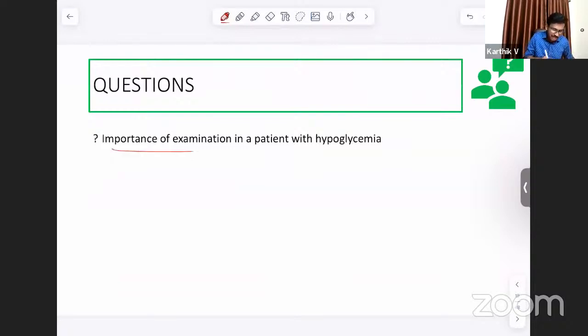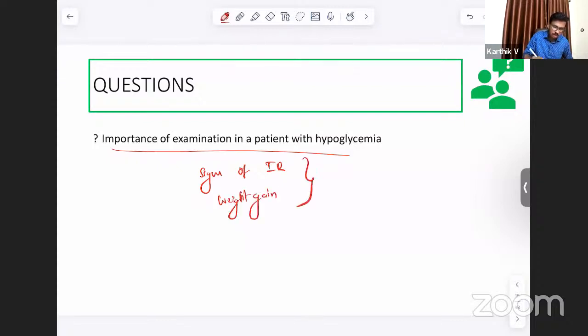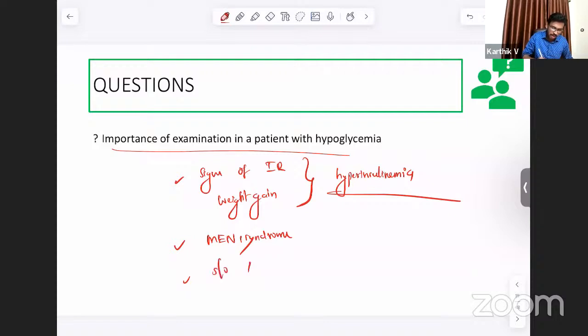Right. So the importance of examination in a patient with hypoglycemia. One, signs of insulin resistance, weight gain, this could suggest hyperinsulinemia. Then you should look for the stigmata of MEN syndrome, especially MEN1 syndrome. And also you should look for signs of adrenal insufficiency, like palmar hyperpigmentation, mucosal hyperpigmentation, postural hypotension, etc. So all these things you should look for in a patient with a probable hypoglycemic disorder.